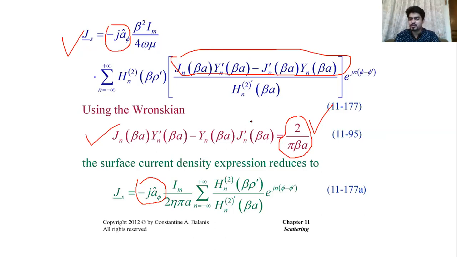So what we will do is we will simply substitute that value here, and by doing that, this will be your reduced expression of the induced surface current density. Okay, so this will be your final expression.